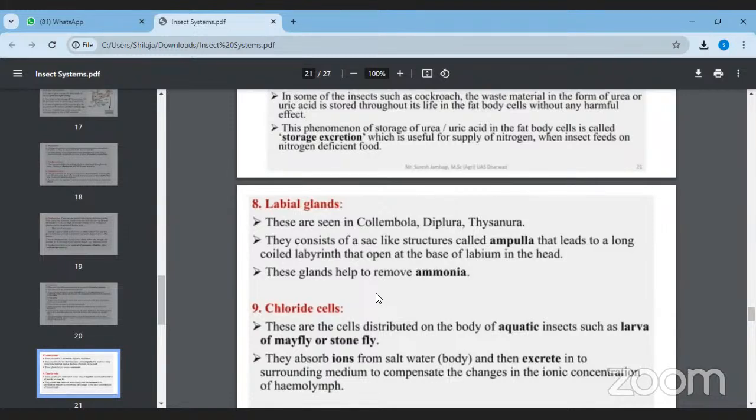So regarding the excretion, if you have any doubts, ask me.